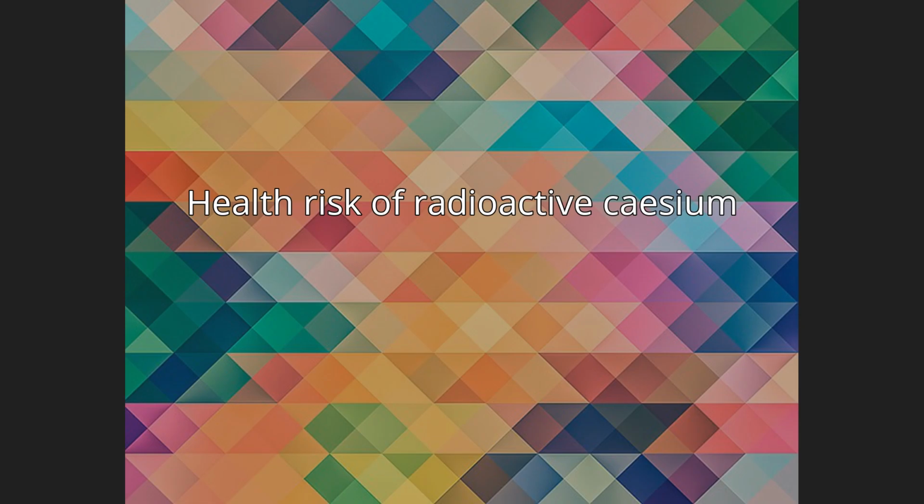Health risk of radioactive cesium. Cesium-137 reacts with water, producing a water-soluble compound, cesium hydroxide. The biological behavior of cesium is similar to that of potassium and rubidium. After entering the body, cesium gets more or less uniformly distributed throughout the body, with the highest concentrations in soft tissue. The biological half-life of cesium is about 70 days.